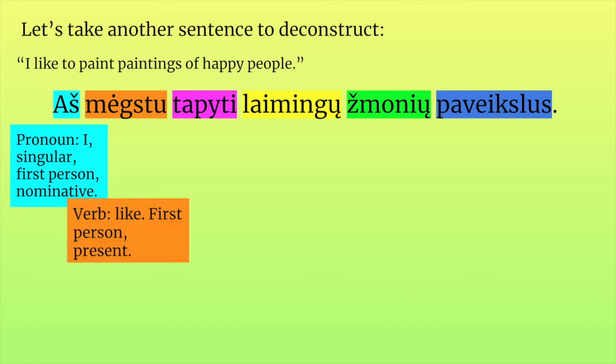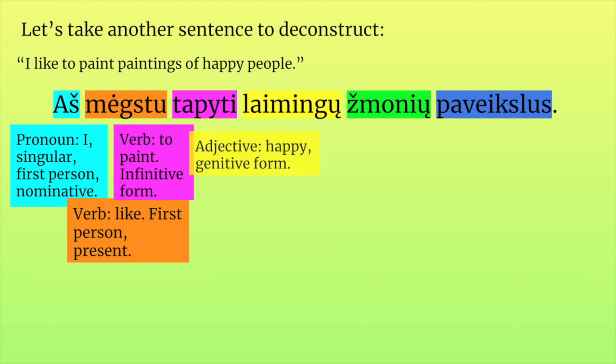Mėgstu. It is a verb. It means like. It is first person present. I am liking this right now. Tapyti. Tapyti is a verb, to paint. It is the infinitive form of the verb. Laimingų. Laimingų is an adjective, meaning happy. It is in the genitive form.